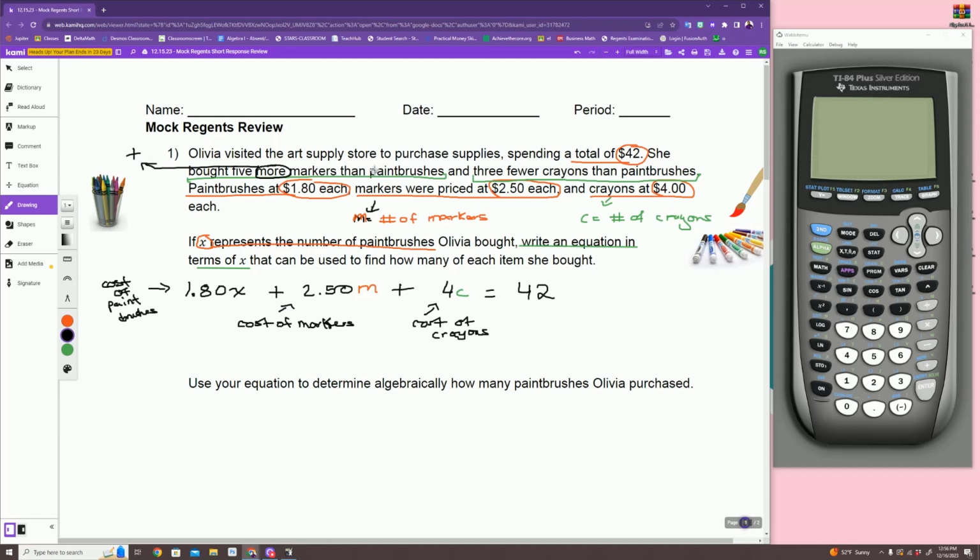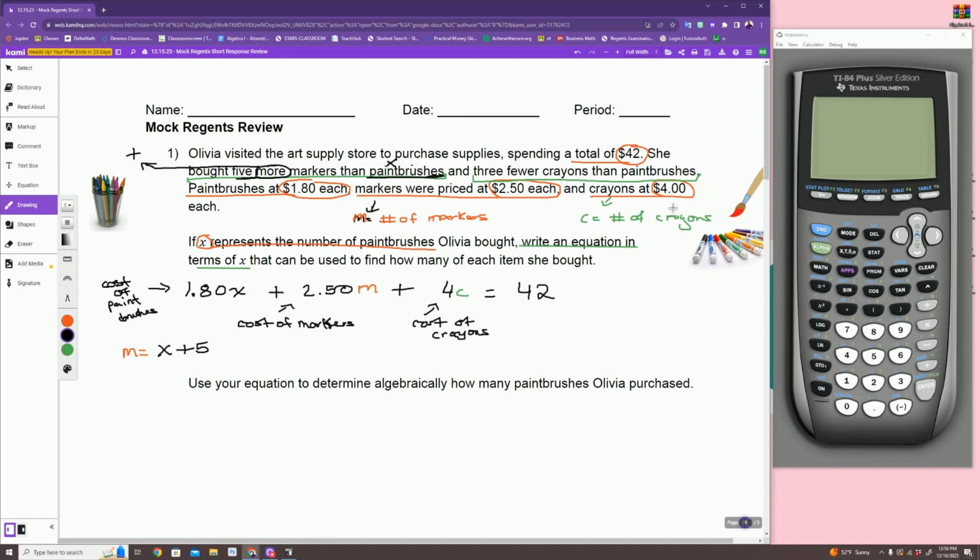Addition. So if X is the number of paintbrushes, and she bought 5 more than the paintbrushes, then we can say the markers are equal to the number of paintbrushes, which is X, plus 5. So if she bought 2 paintbrushes, then she bought 7 markers. If she bought 3 paintbrushes, she bought 8 markers.